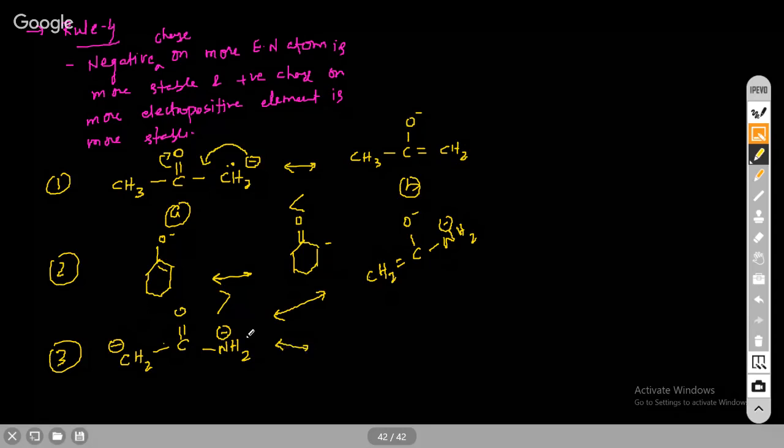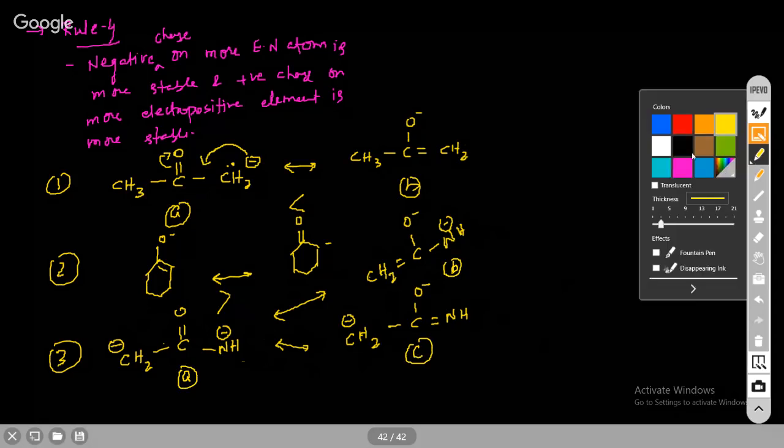Next structure we can draw from this only: this negative charge comes over here, this pi electron goes here. So CH2 negative, single bond C O minus, double bond NH2. Oh, sorry, one thing. This 2 is not there. Okay. A, B, and C. Tell me the stability order of these three.